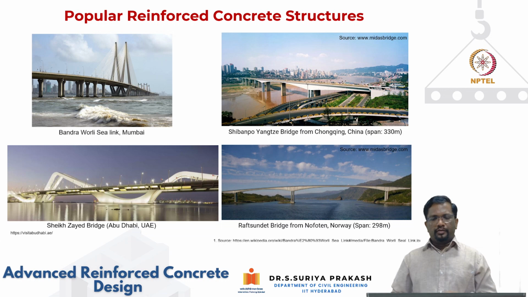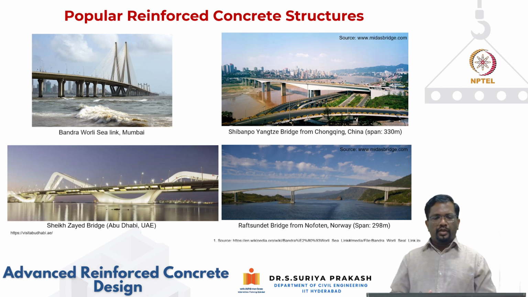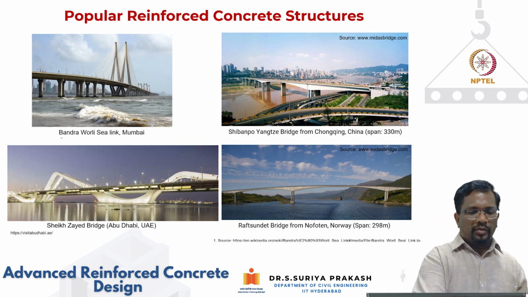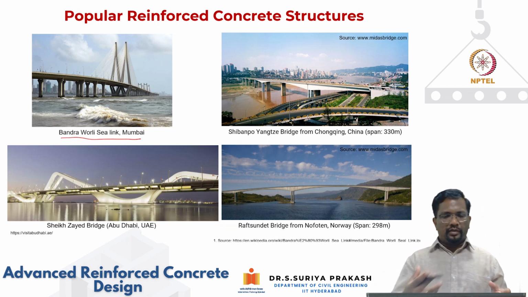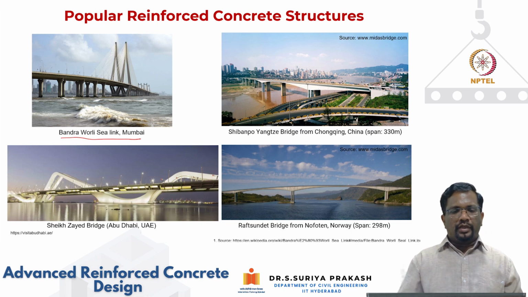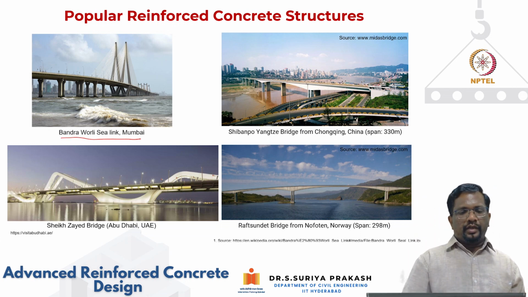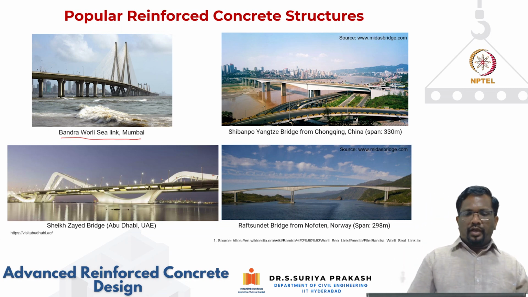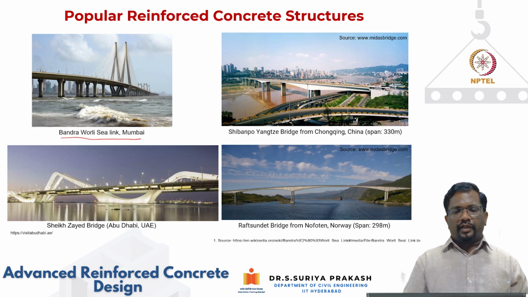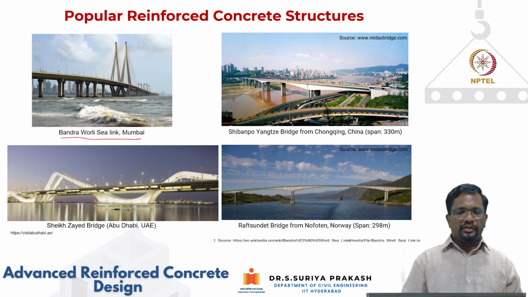Right. Now, these are again some very iconic structures around the world. You see here the Bandra Worli sea link, made of pre-stressed concrete, again using concrete as a material. You can see its main span is cable stayed, and it is in a very aggressive environment from a corrosion point of view. The next picture is the cantilever bridge construction, the Shibanpo Yangtze Bridge from China, and you can see the main span is about 330 meters, right?